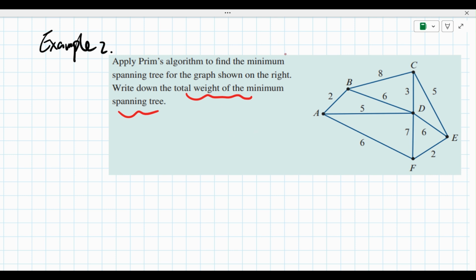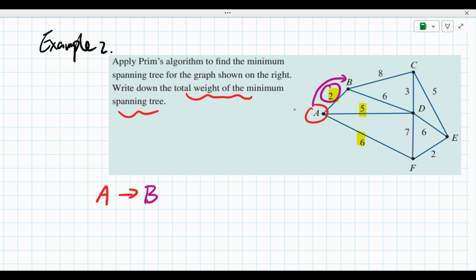I'm gonna start with A. So start with A, and we're choosing the smallest weight edge from that vertex. So from A, which one is the smallest? Let's have a look: 2, 5, or 6. Which one is the smallest? Definitely 2. So we're going to B, from A to B.